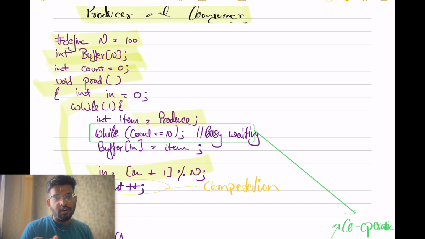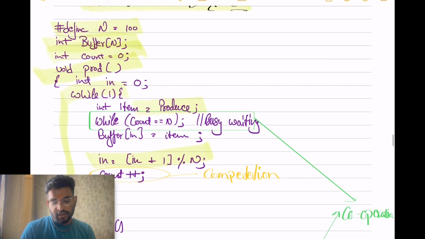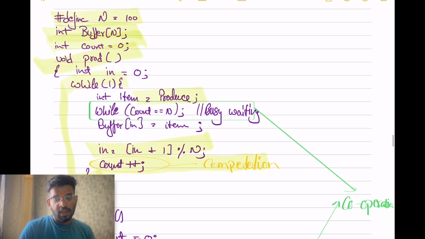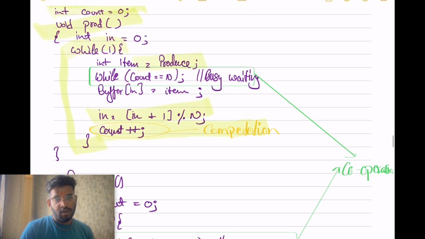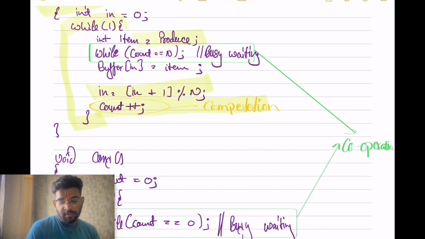This section of code is meant for a circular queue or circular array type. And count plus plus is part of the code, meaning there is now one more food item. Here count plus plus is like a competition, while the above code where the while loop is checking is like a cooperation.